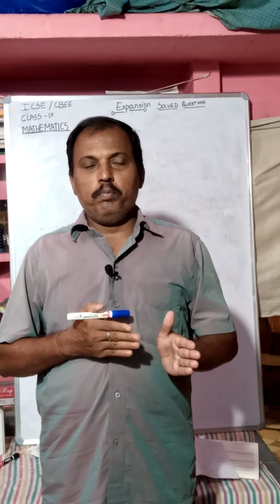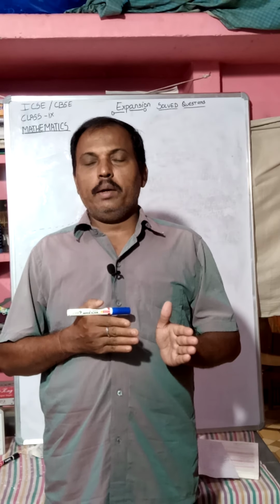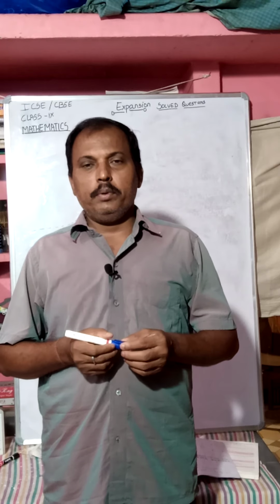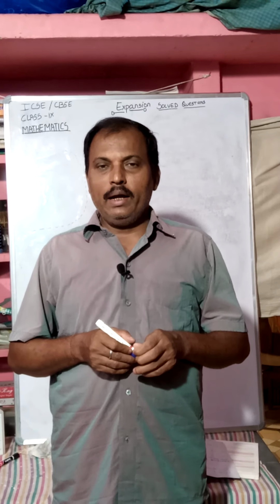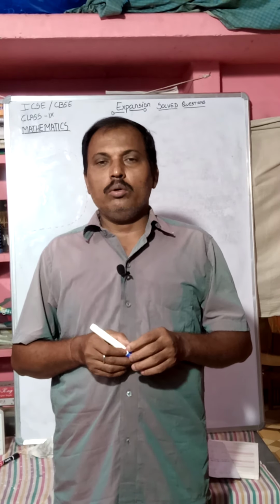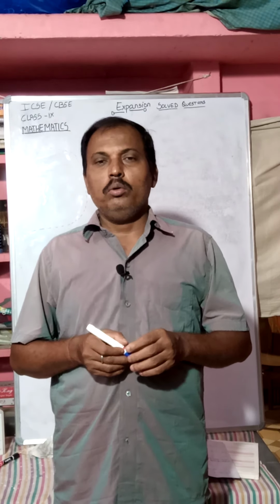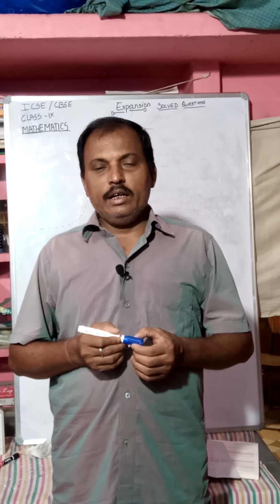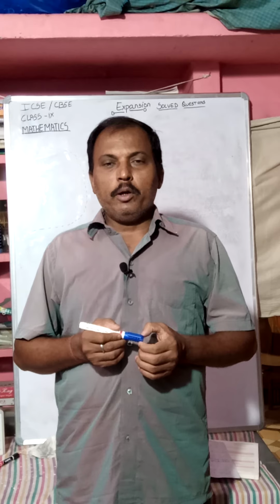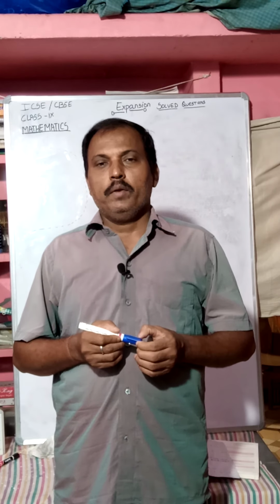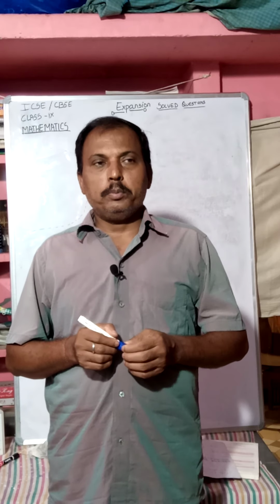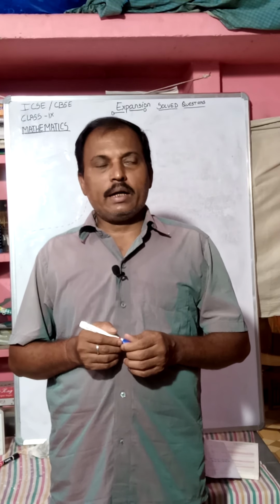Likewise, a square plus b square plus c square is equal to (a plus b plus c) whole square minus 2 into (ab plus bc plus ca). Otherwise, 2 into (ab plus bc plus ca) is equal to (a plus b plus c) whole square minus (a square plus b square plus c square).